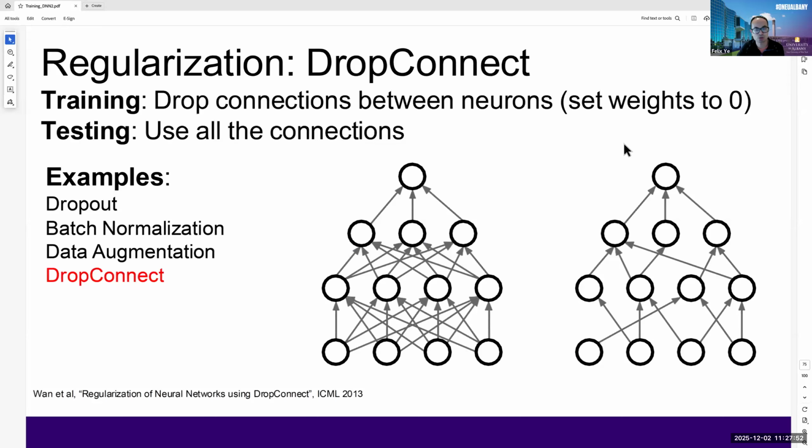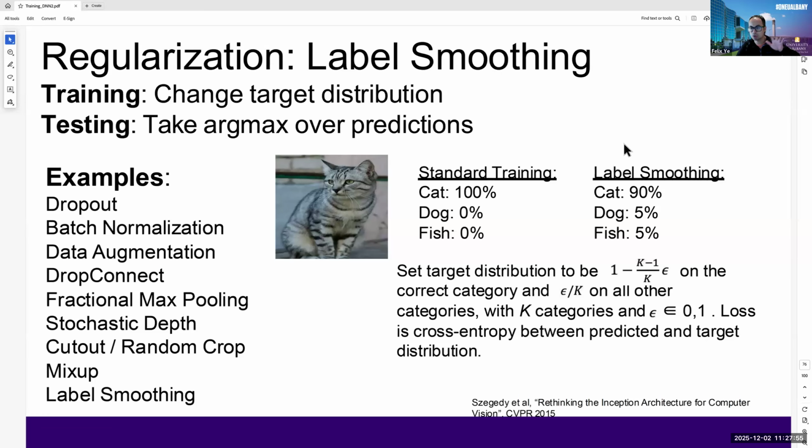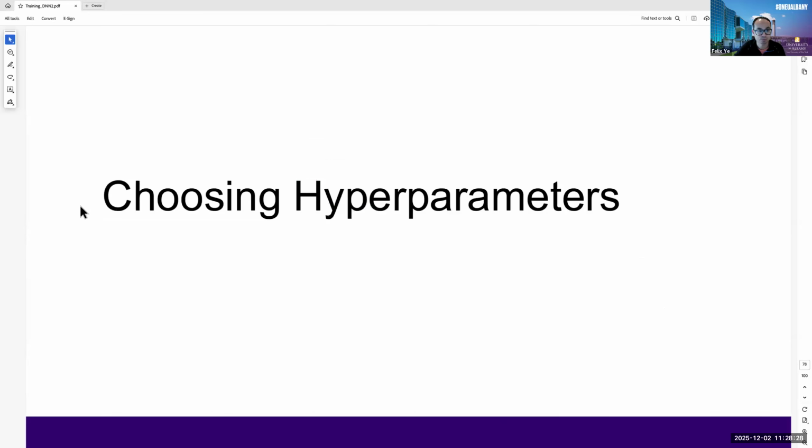I don't want to talk about dropout connect and label smoothing. These are techniques specific to certain problems, particularly for images. For example, there are a lot of things, like in dropout connect, fractional max pooling, and cutout of random crops. These are specifically for computer vision images. But dropout here is a very popular neural network technique for regularization.